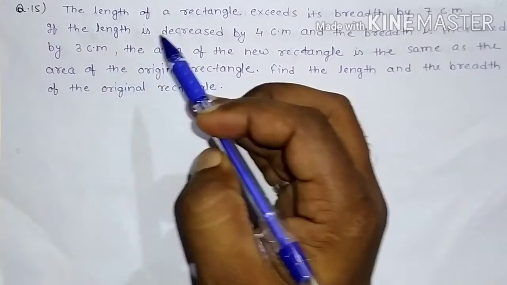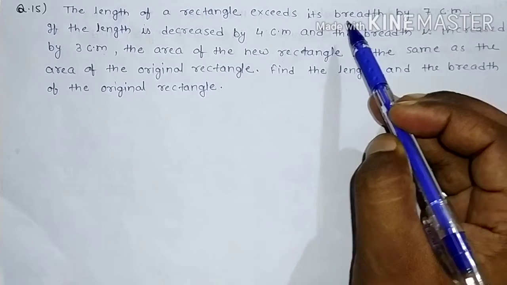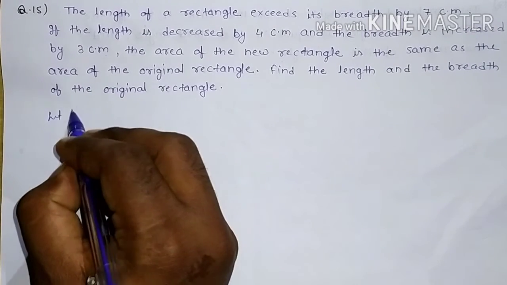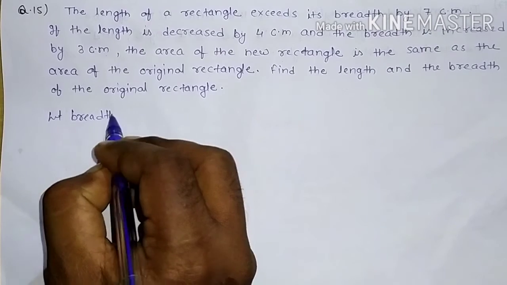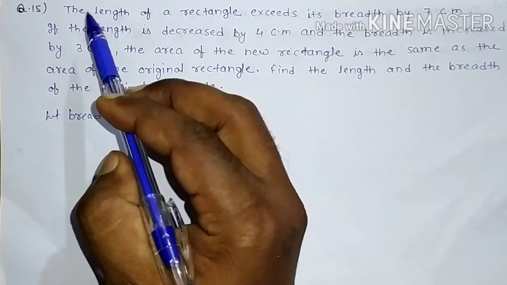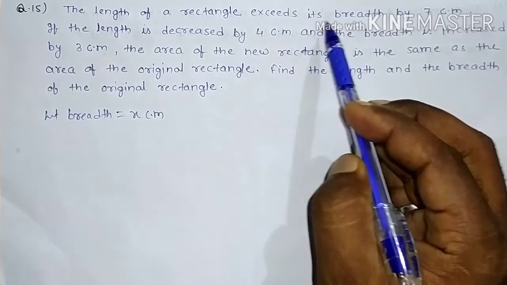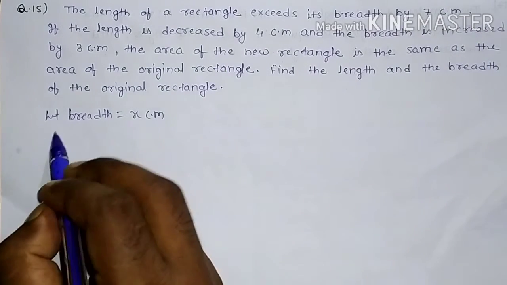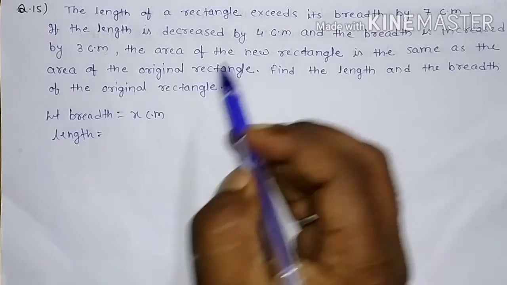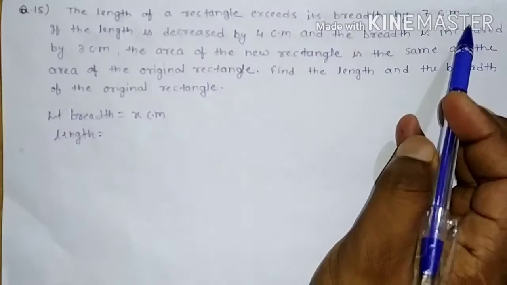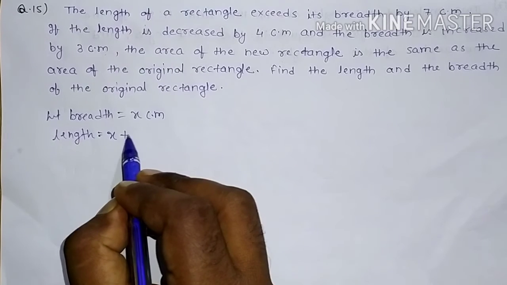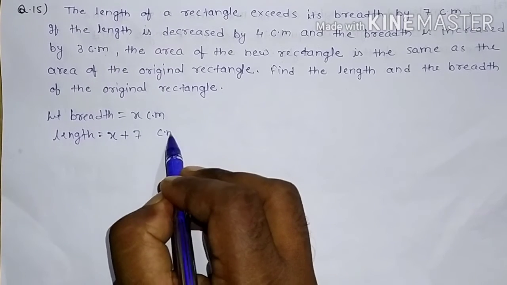question number 15. The length of a rectangle exceeds its breadth by 7 centimeter. So let the breadth of a rectangle equal x centimeter. Now according to the question, the length of a rectangle exceeds its breadth by 7 centimeter. So breadth is x, so it exceeds by 7 centimeter. That means x plus 7. This is length.